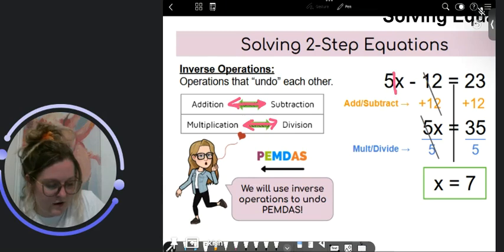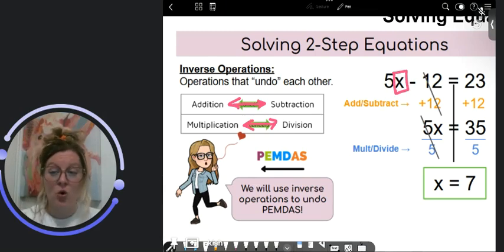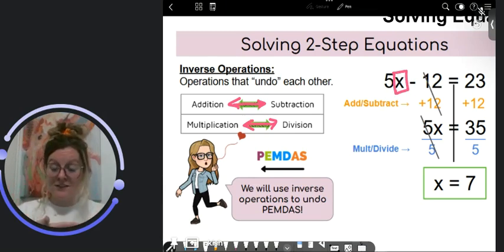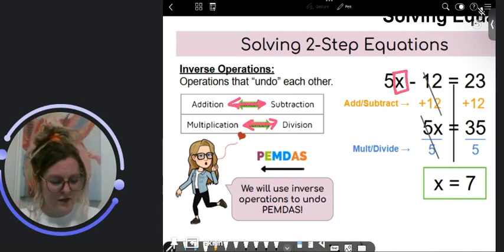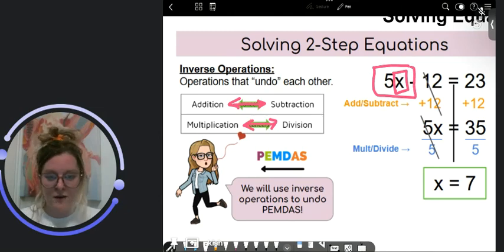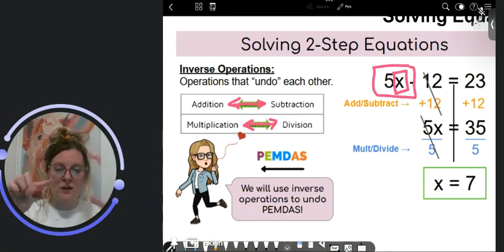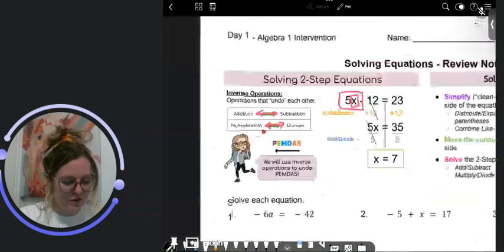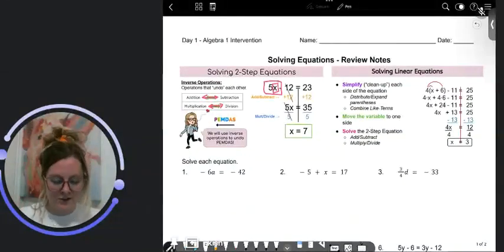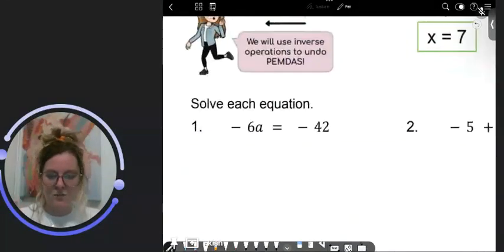Here is our variable here. So in order to undo PEMDAS, which is what we're doing when we're solving equations, we need to make sure that whatever is touching the variable cannot be moved until everything else gets moved to the other side by undoing that operation. So these notes are here for you to review if needed. We're just going to start at number 1.